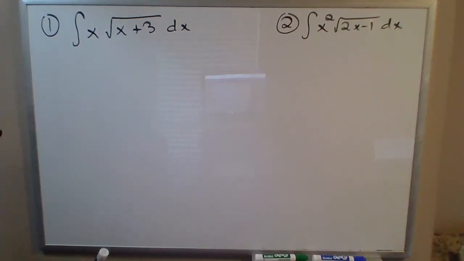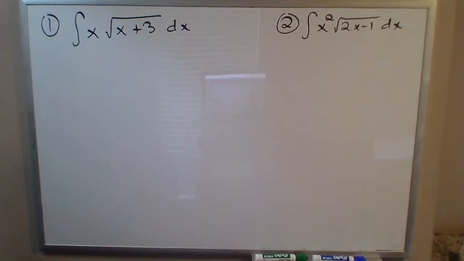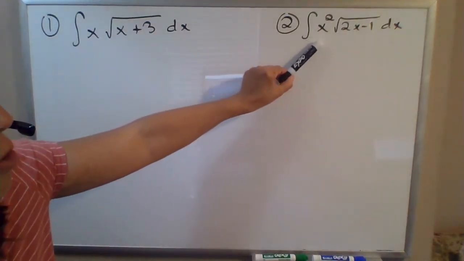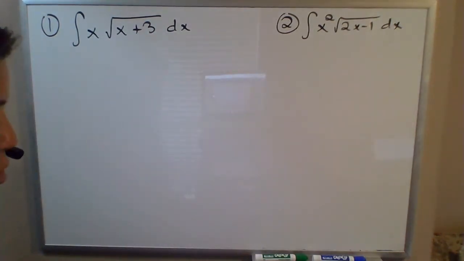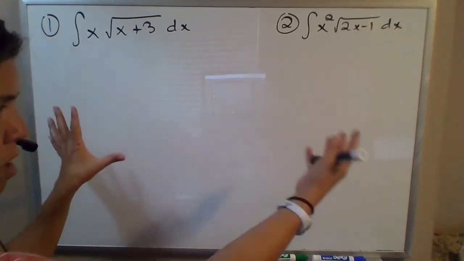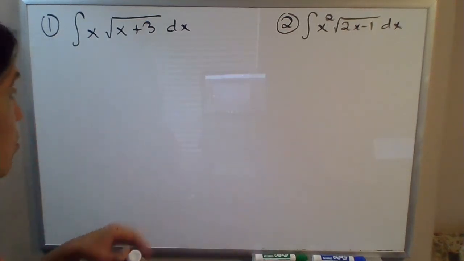So I have two very similar examples set up for this video. I'm going to first evaluate the integral of x times the square root of x plus 3 dx, and then the integral of x squared times the square root of 2x minus 1 dx. And the approach is going to be very similar in each of these examples, but I wanted to give you two examples to make sure you understand the overall process here.